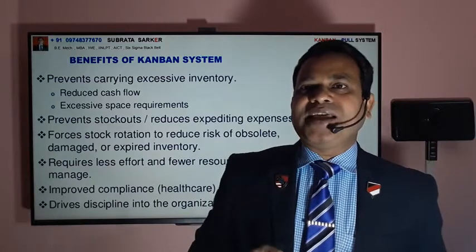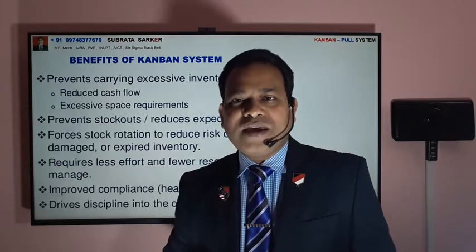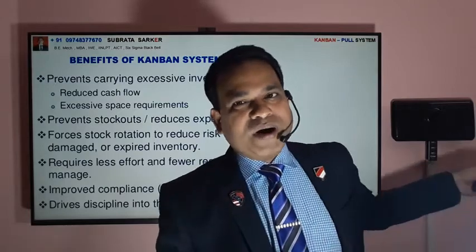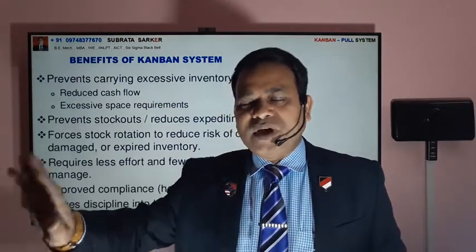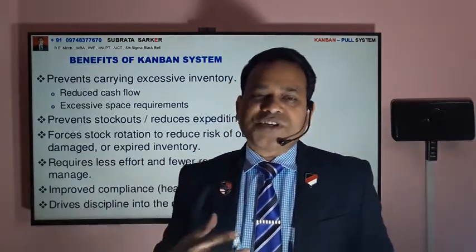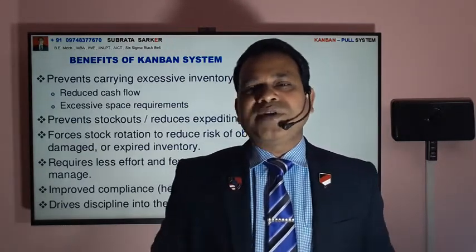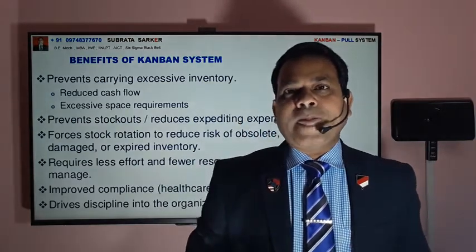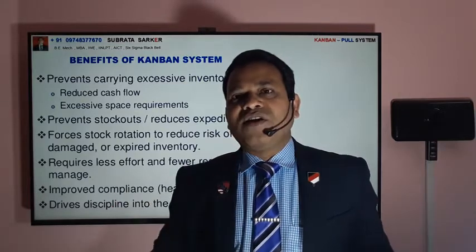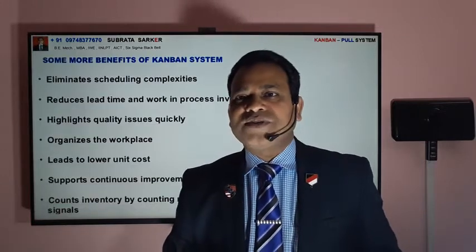It has reduced lead time and work in progress inventory, and highlights quality issues quickly. Because in a push system, if there is a quality issue, it will not be highlighted because you have lots of parts, and if 5 items are needed and 1 item is defective, you have a lot of other items. So you just replace it, and the defect topic will not be addressed actually because you have additional material. So Kanban doesn't work in that direction. And in a company where the Kanban system is in place, there will be a better workplace and a lower unit cost of production actually.